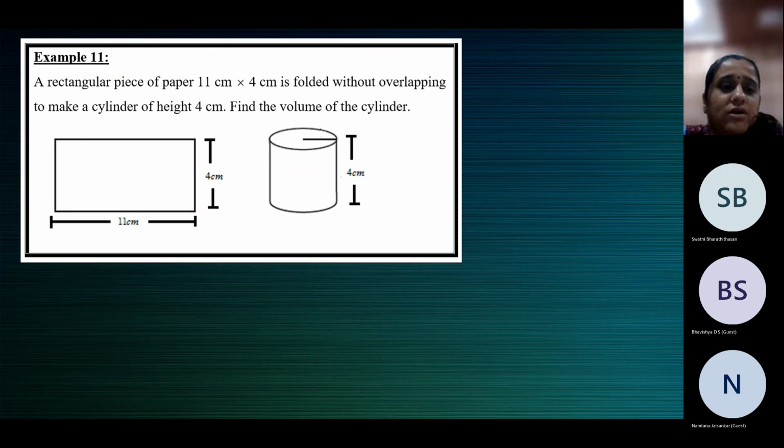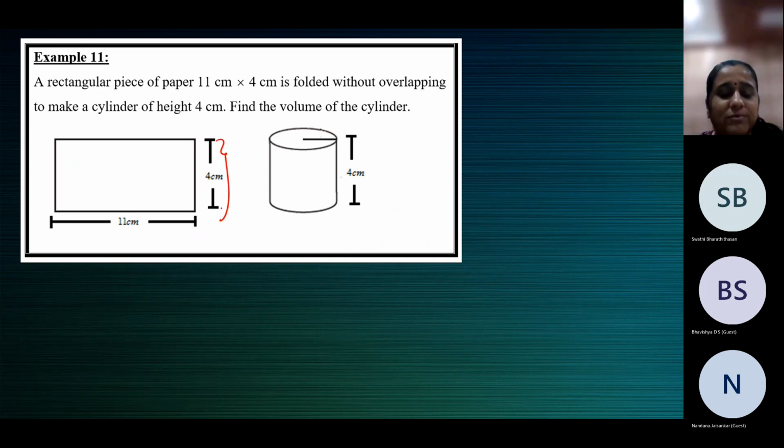A rectangular piece of paper, 11 centimeters by 4 centimeters, is folded without overlapping to make a cylinder of height 4 centimeters. Find the volume of the cylinder. A rectangular piece of paper is rolled to form a cylinder of height 4 centimeters. So where is 11 centimeters now? 11 centimeters becomes the circumference of the circle. The length of the rectangle is 11, the breadth of the rectangle is 4, and the breadth becomes the height of the cylinder.